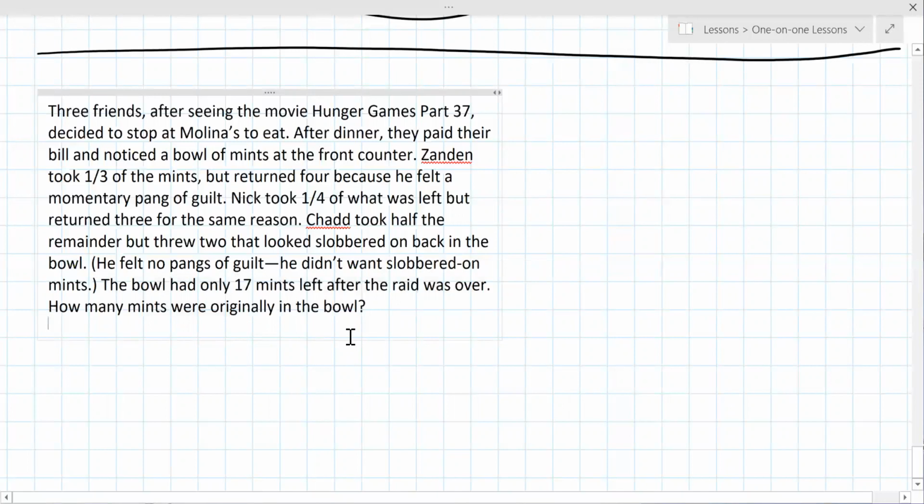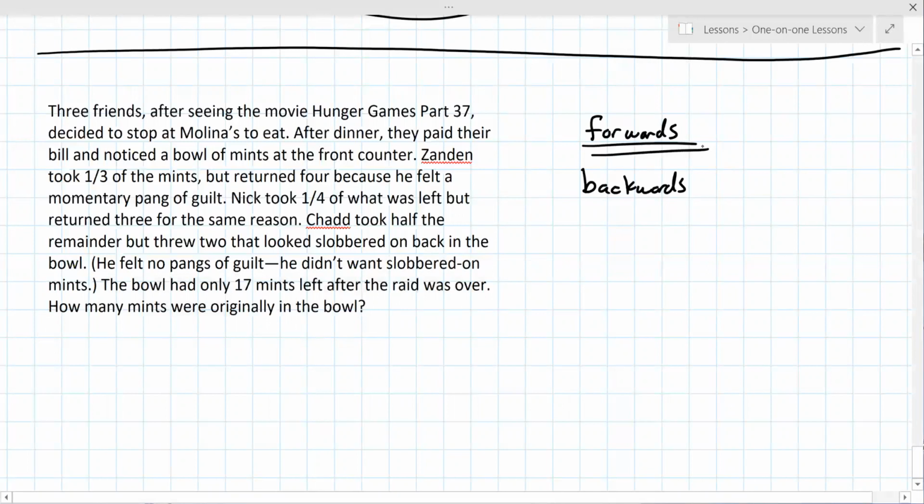So this is a standard question that gets asked. Most math problems are solved going forwards. This one is solved by going backwards. If you tried to solve it forwards, you would make a table. You would say, okay, let's just make a guess. So I'll give you one example of that. Let's say there were 300 to start.